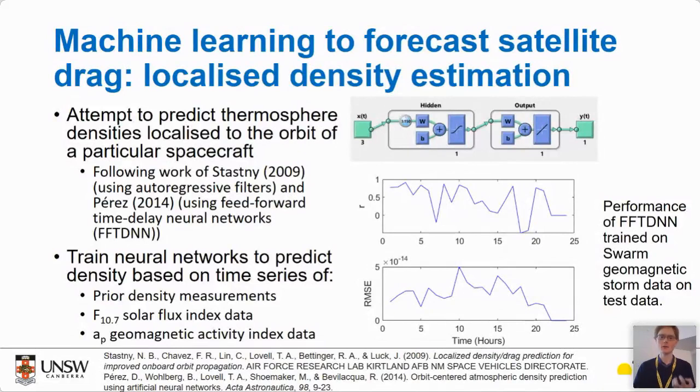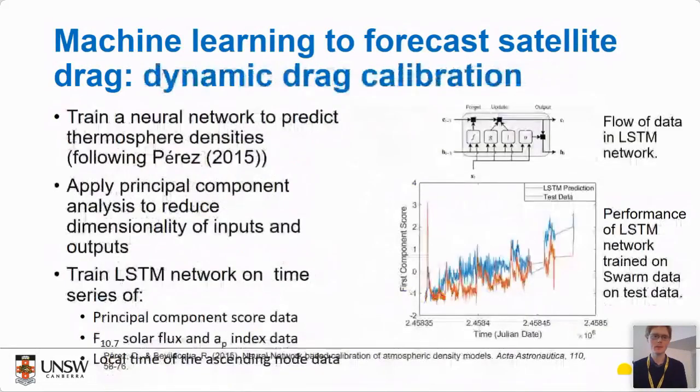Network architecture and the preliminary results are shown on the right. I've also looked at using neural networks to calibrate forecasts from different models, so to develop a weighted average, essentially, in order to determine the best density based on the predictions of several different models.